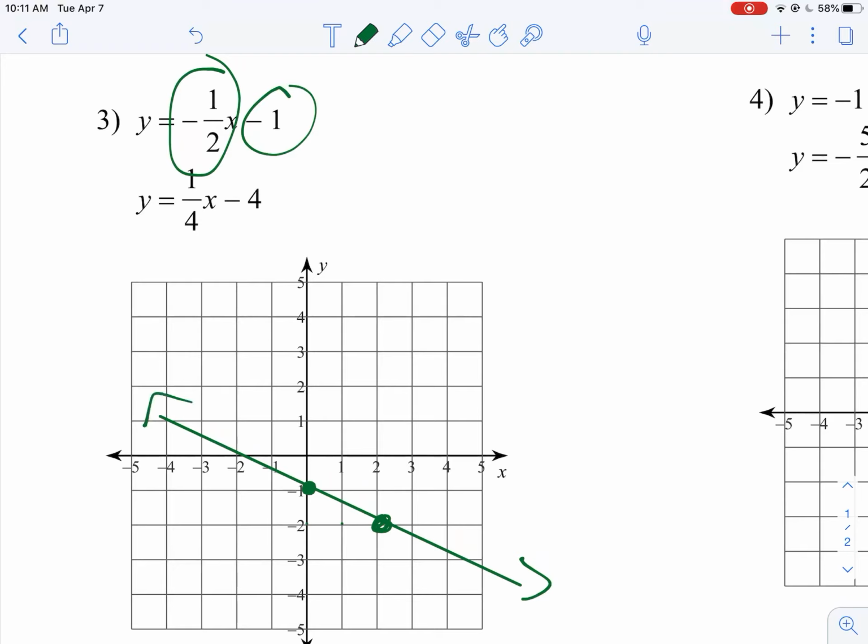And here's always a good check to make sure you graphed your line well. I have a negative slope, which means my line should be going down. You notice my line is going down. That's always a good check. Always check to make sure that your line's going in the right direction.